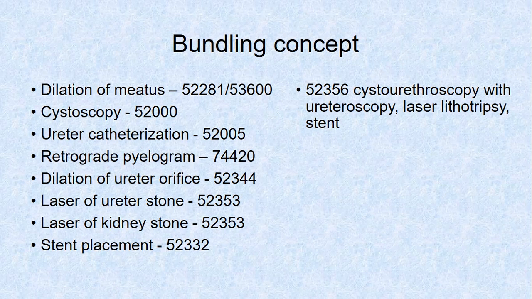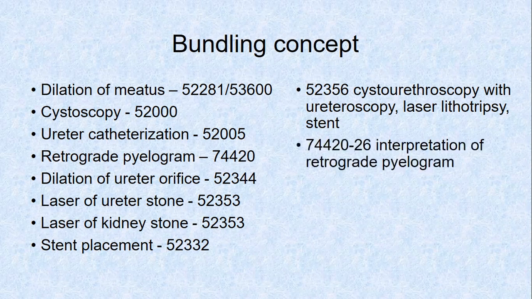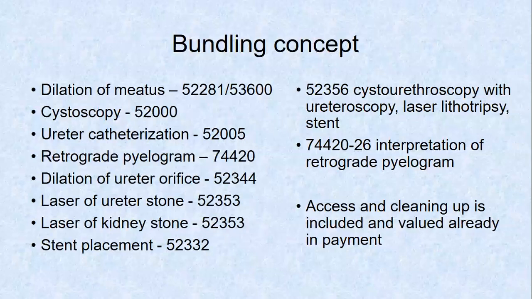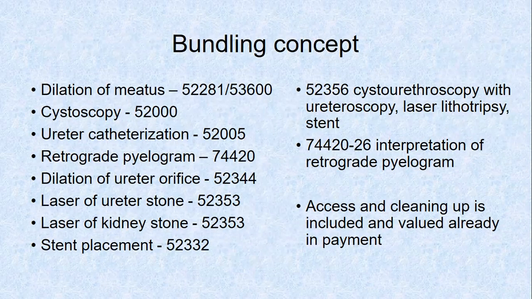Stones in the ureter and kidney on the same side are bundled together. You can't bill them separately. And the stent placement is bundled into the 52356. Now you can bill the 74420 for interpretation of a retrograde pyelogram if you're performing a retrograde pyelogram and interpreting it there. As you can see, everything else is already bundled. So everything that is access to the patient and cleaning up is already included and valued in the payment itself.